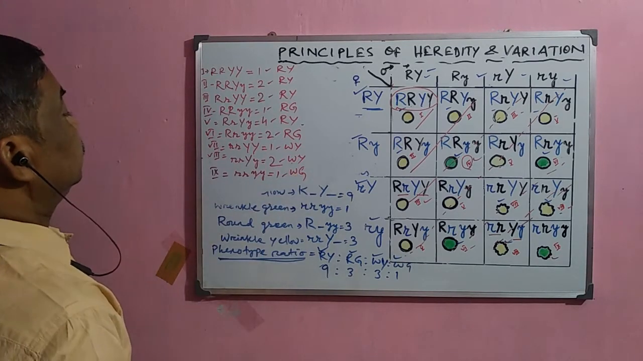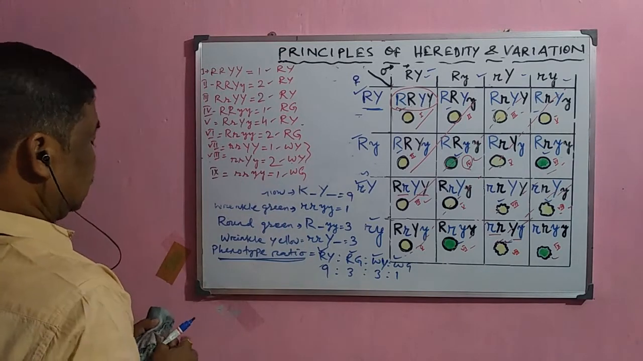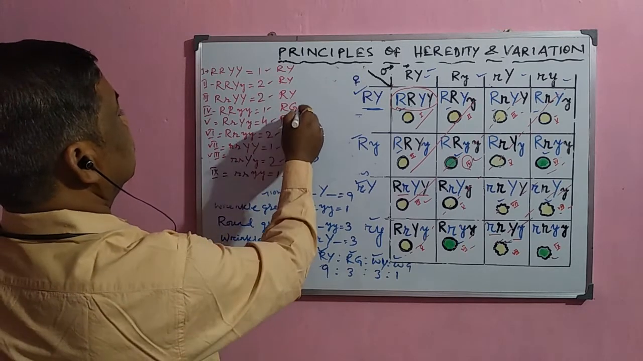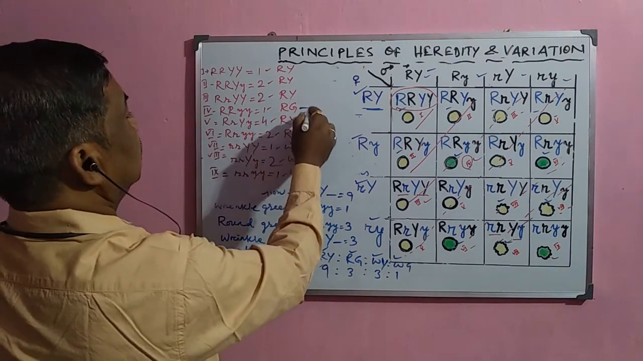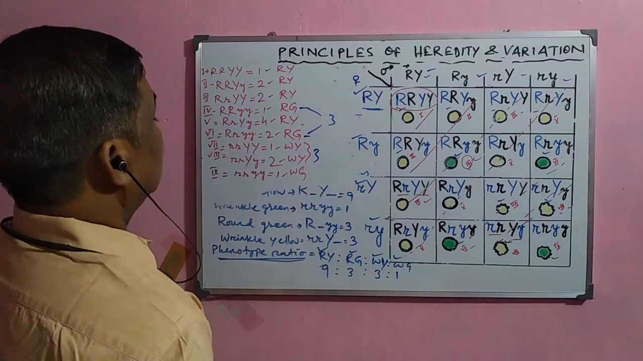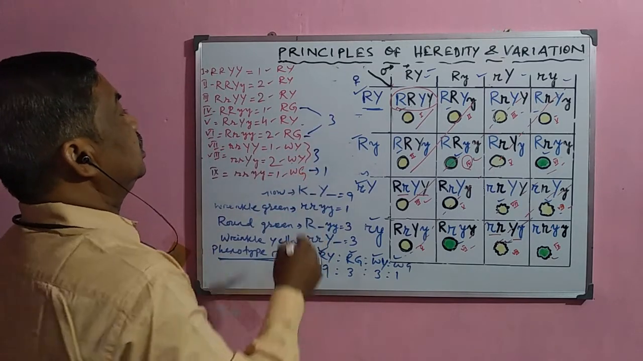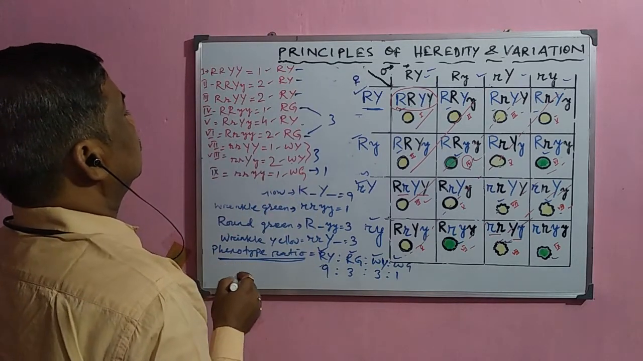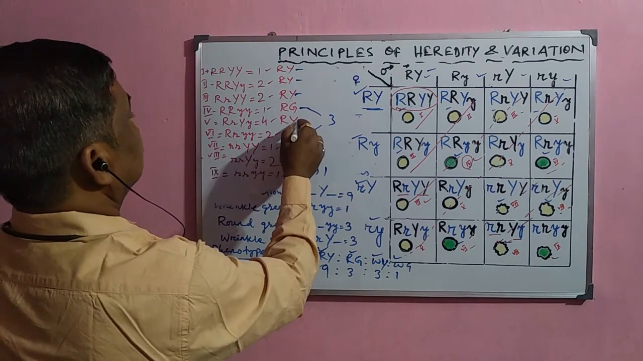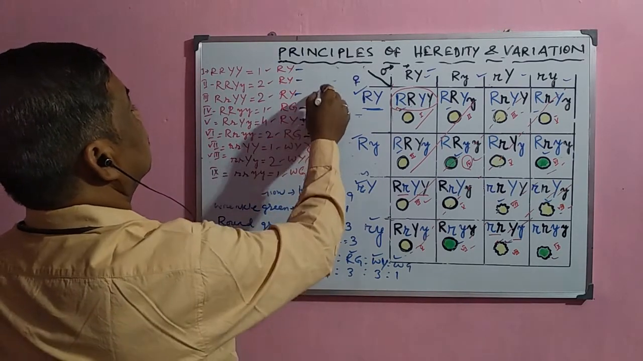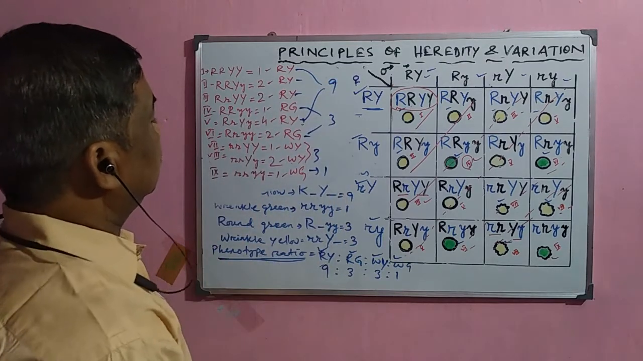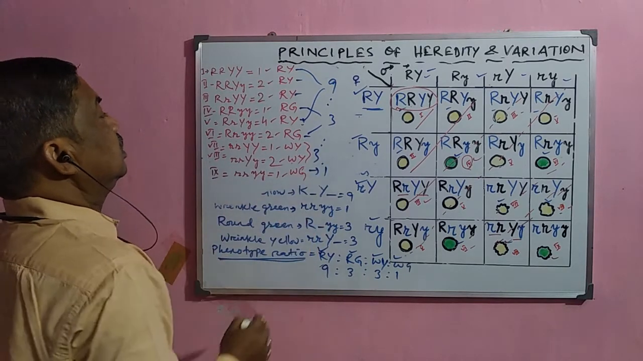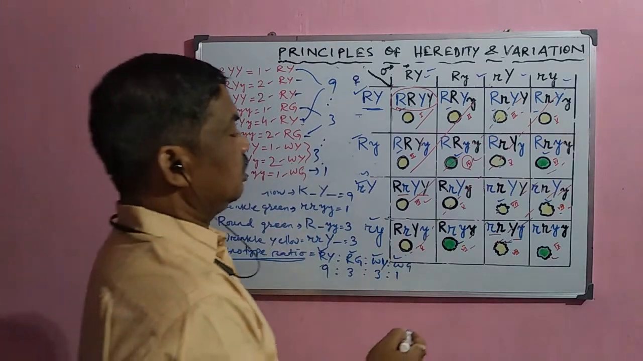Okay. Now, this is 2 plus 1 wrinkle yellow. It is 3. Now, a round green. This one and this one. 2 plus 1. This is 3. Now, wrinkle green. This is 1. And round yellow. It is 1 plus 2 plus 2, 5 plus 4, 9. So these are total 9. Now the ratio, look at here, 9:3:3:1. So this type of genotypes he observed.